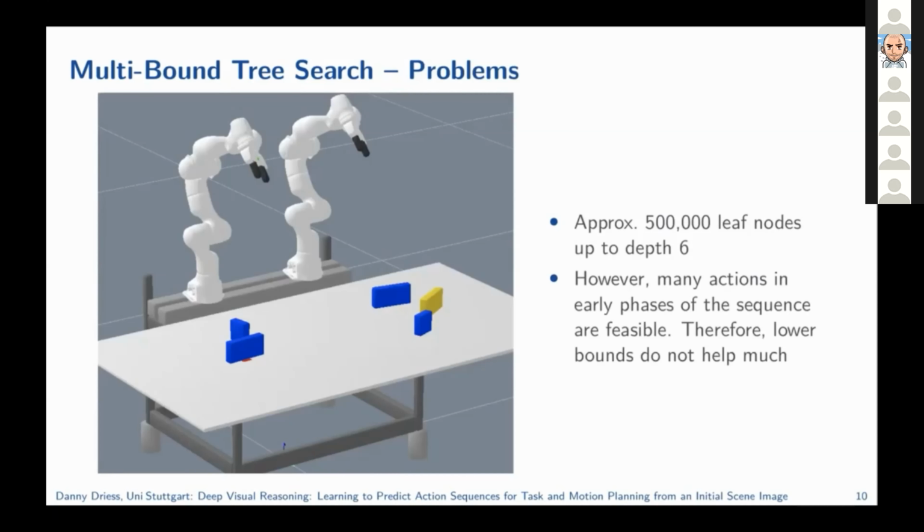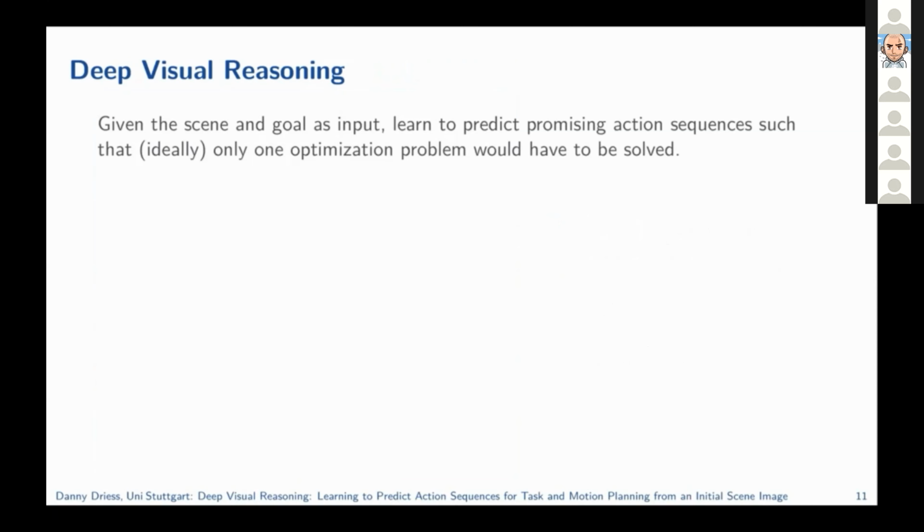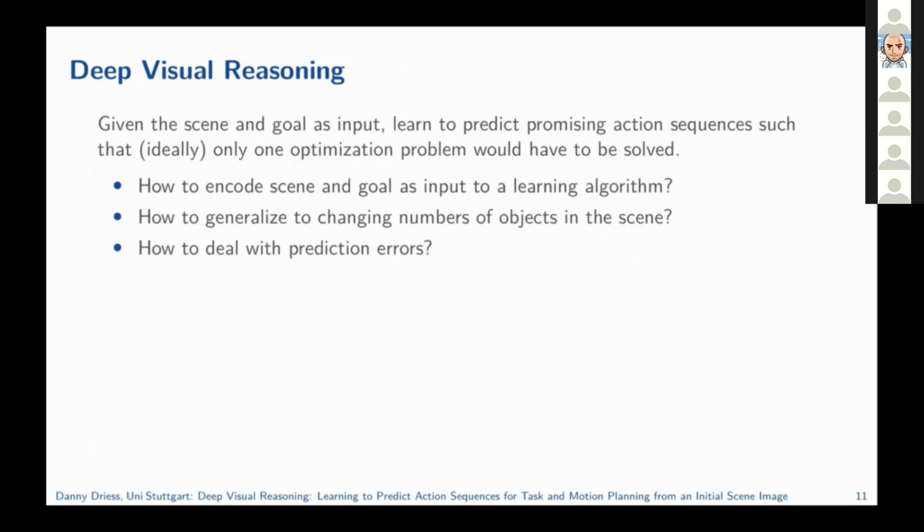And the problem is that many actions in early phases of the sequence are feasible, therefore the lower bounds do not help much. To overcome this, if we could learn, given the scene and the goal as input, to reason about promising action sequences before checking them, the number of nonlinear programs that have to be solved could greatly be reduced. However, one of the big questions here is how the objects in the scene and their properties as well as the goal can be represented as input to the learning algorithm in a way that not only allows generalization over different object properties, but especially also generalizes over changing numbers of objects in the scene.